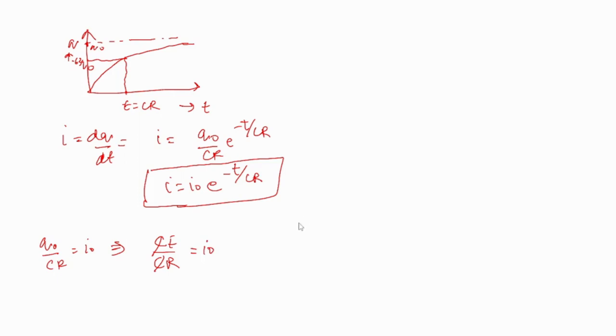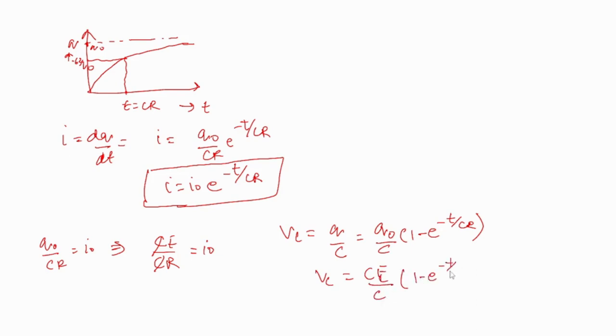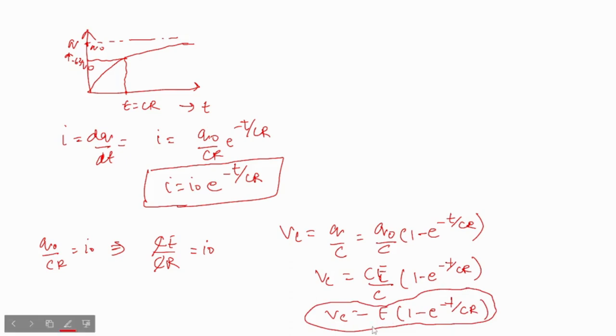We have got current now. Vc, the potential difference across the capacitor, will be q upon C, and we know the value of q. It is q naught upon C times 1 minus e to the power minus t upon CR. Q naught can be written as C into E upon C, so Vc will be E times 1 minus e to the power minus t upon CR. E is also the maximum potential difference. Okay, we have got Vc.